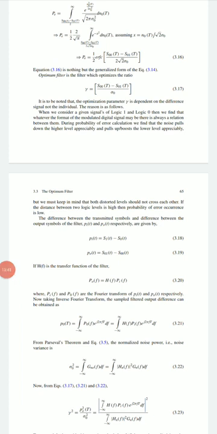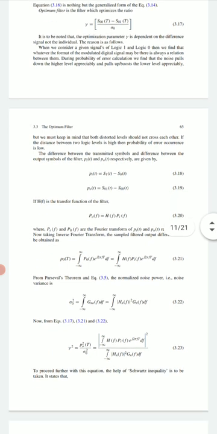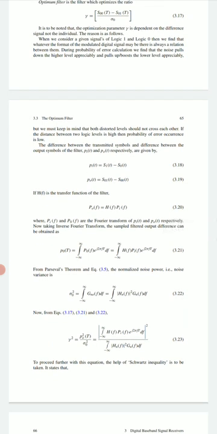When we are considering a signal of logic 1 and 0, whatever the format of the modulated digital signal may be, there will always be a relation between them. During probability of error calculations, we will find that noise pulls down the higher level appreciably. And you will get the difference between the transmitted symbols and the difference between the output symbols of the filter. Pi(t) equals S1(t) minus S0(t), and Po(t) equals S01(t) minus S0(t).